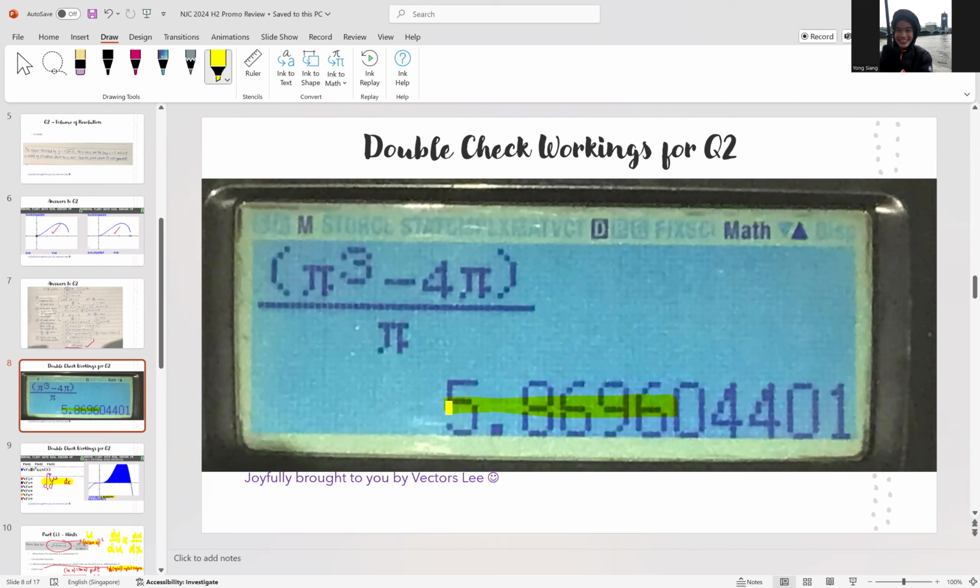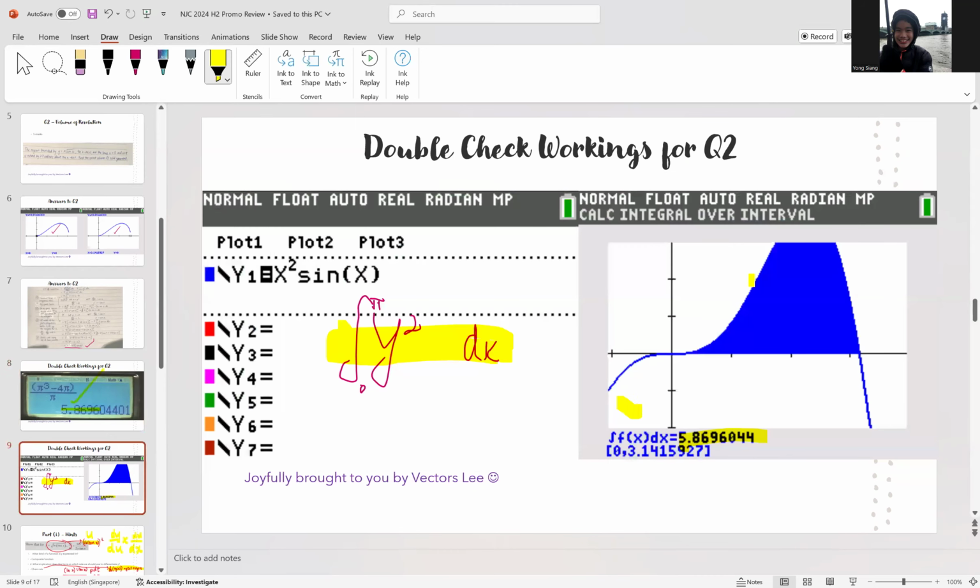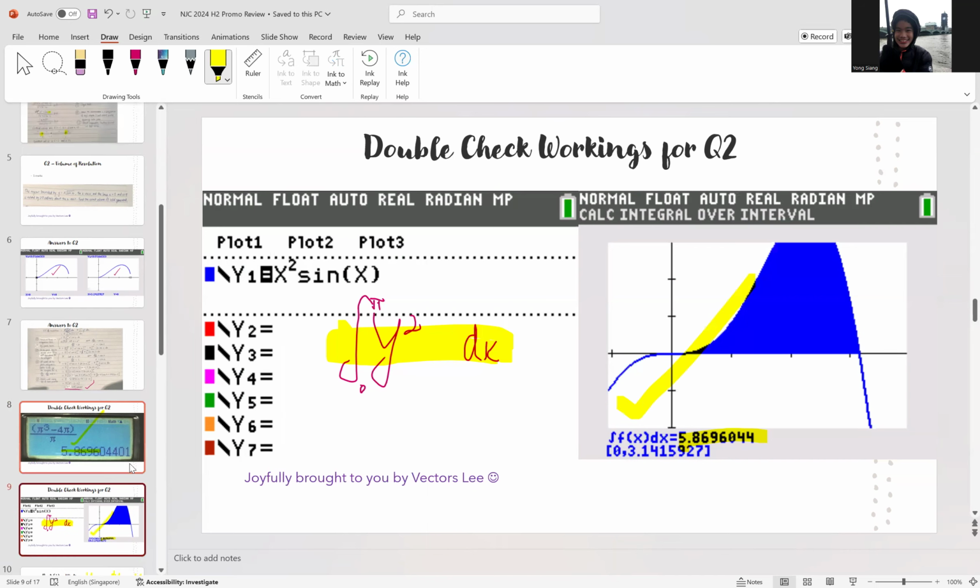Okay, so you can see here my answer over here tallies with the answer given by this GC. And because of this, my answer is correct. Okay, that's all for question 2.